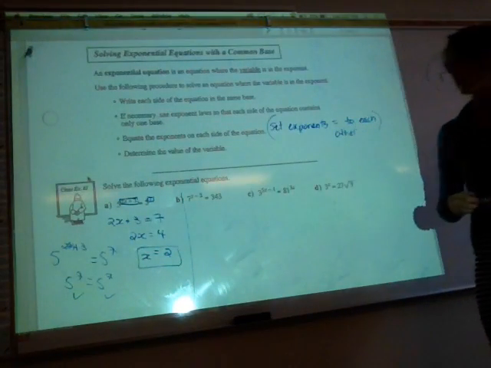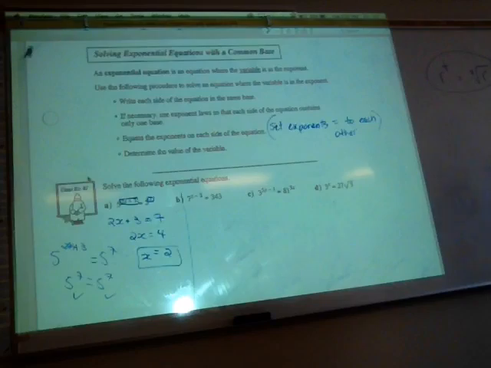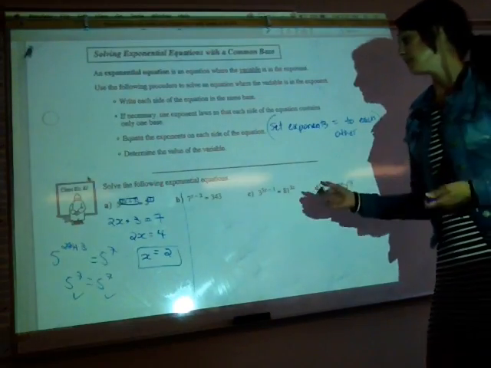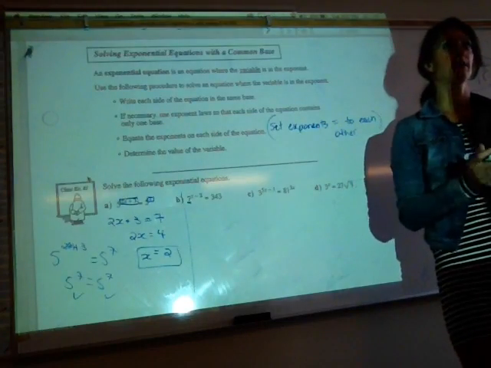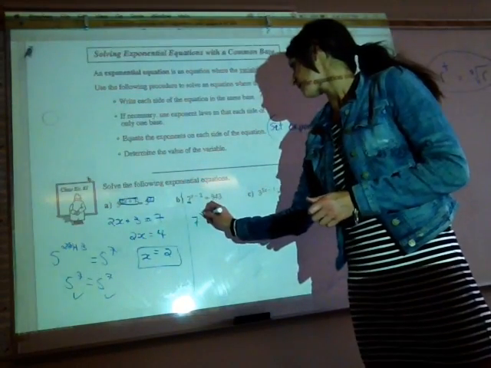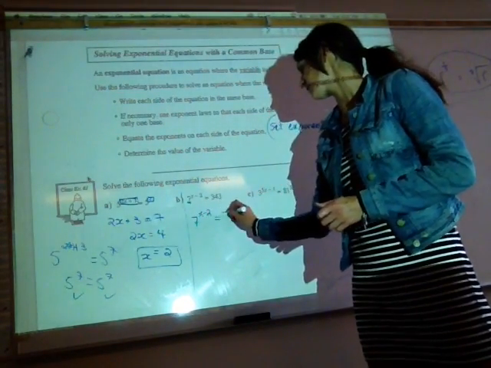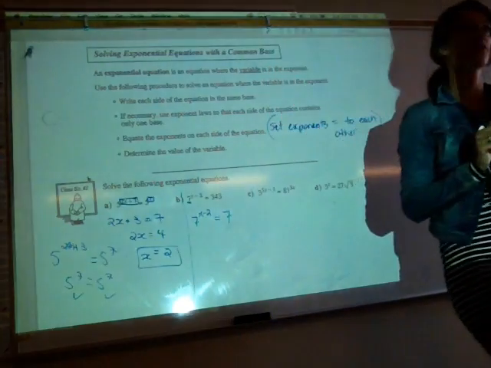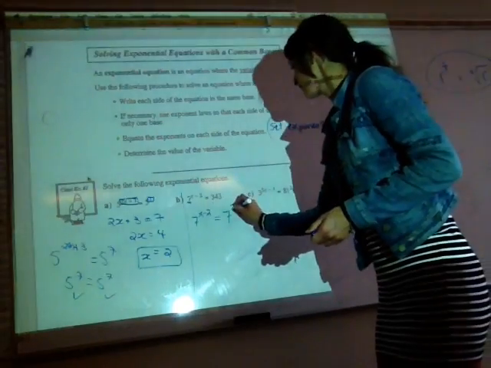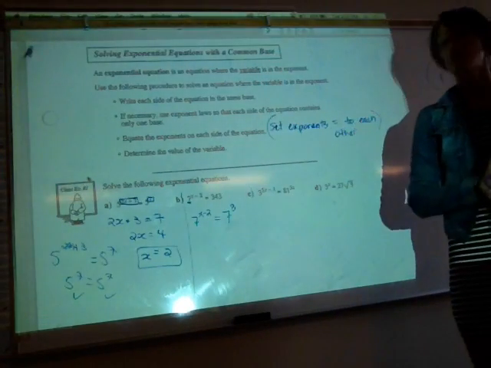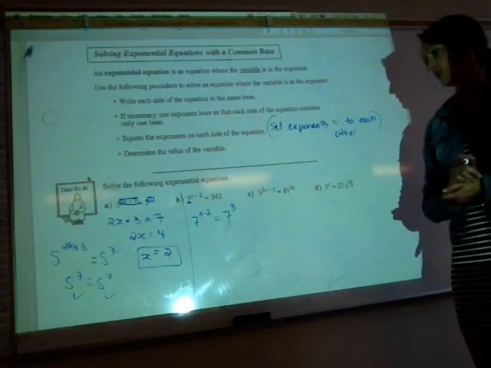Okay, next up we have 7 to the power of x minus 2 is equal to 343. They're giving us the base pretty much. The base has to be 7. So can you guys help me out? 7 to the power of what gives you 343? 3. Okay, so 7 to the power of 3 is 343.